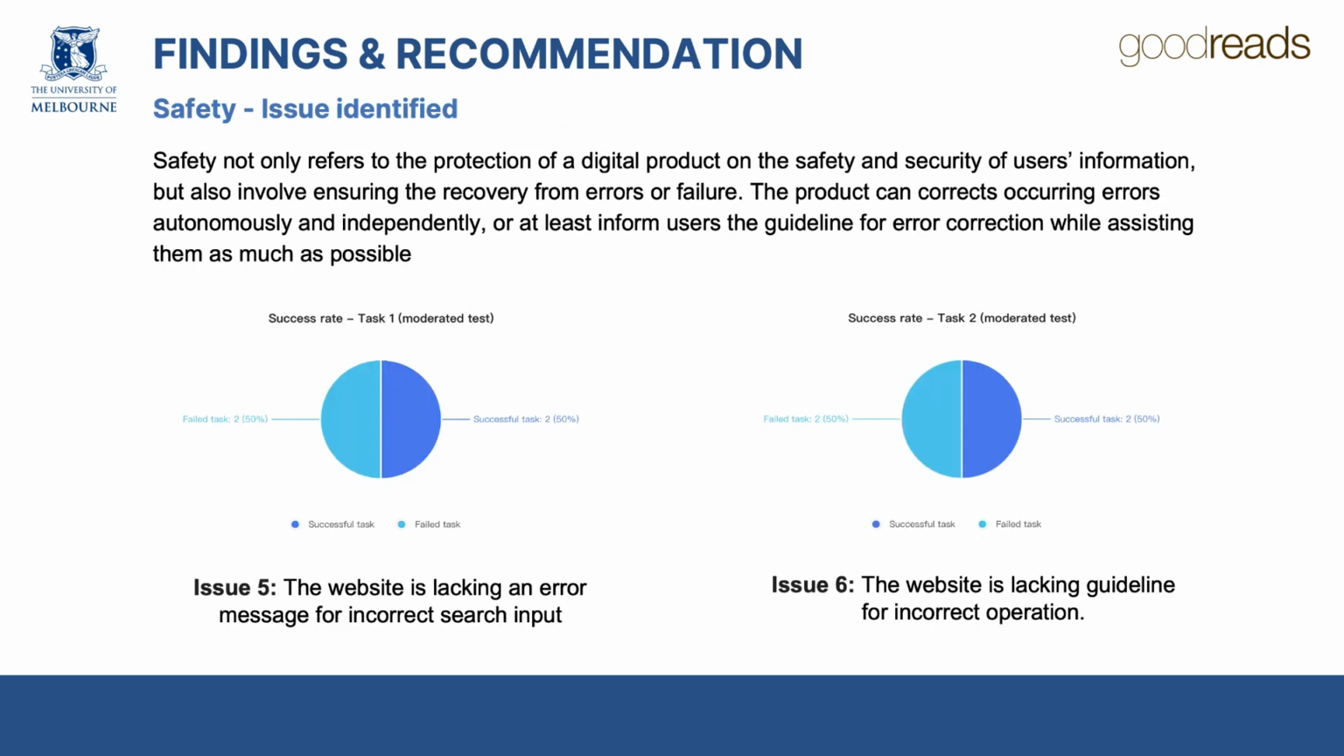Safety involves ensuring users' recovery from error or failure. Ideally, the product can correct occurring errors autonomously, or at least inform users of the guideline for error correction. However, in this study, we found that the website lacks an effective error handling mechanism. For example, when a user made a search error or misoperation, the system would not inform users about their error and would continue to proceed based on the incorrect assumption. This significantly harmed users' experience.